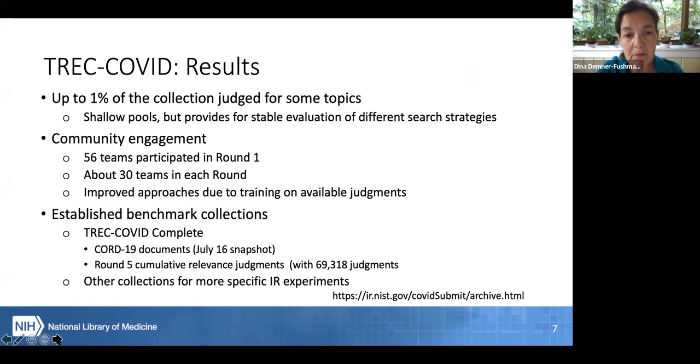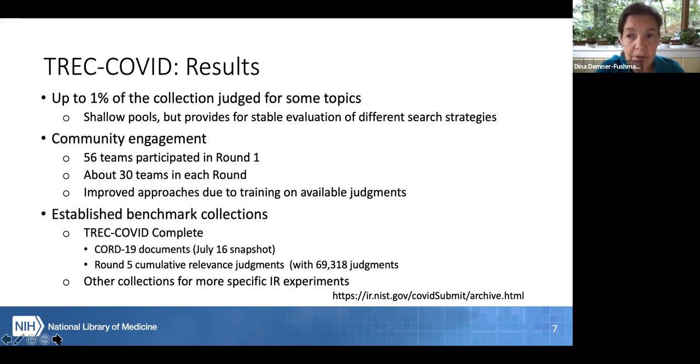We had a really good participation. As you can see here, there were overall, I think the paper has the exact numbers, but overall there were over 70 teams participating in these different rounds. There was some overlapping. Of course, the interest peaked at first and then stabilized. There's an unprecedented amount of papers that were judged as relevant, but also, the collection is specialized. So conceivably all documents are relevant to some COVID-related topic.